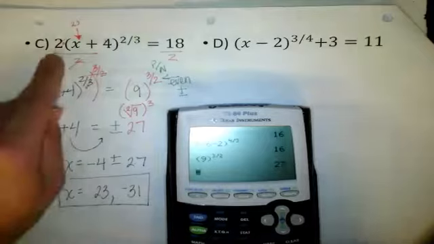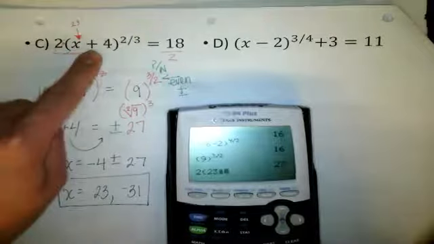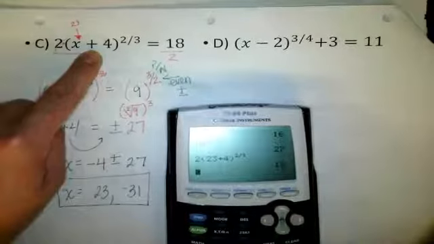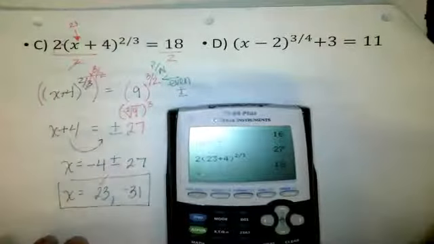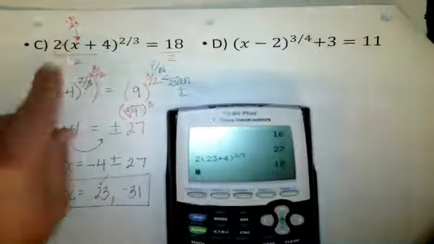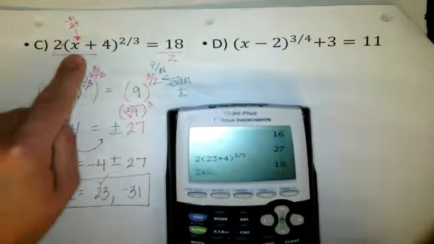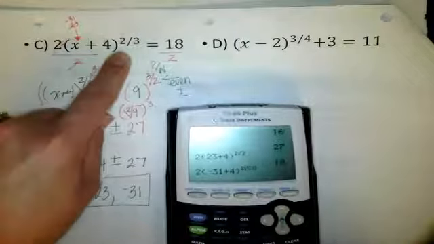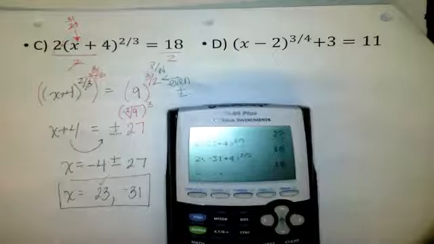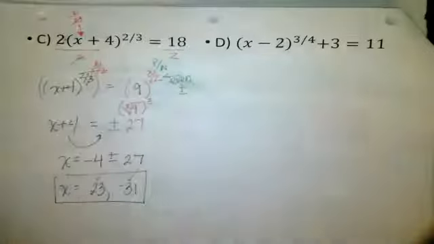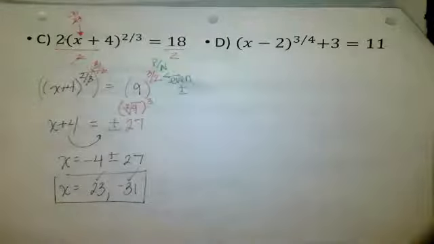So I have a 2, parentheses, 23 plus 4 to the 2/3 power. And it equaled 18, so we did that one right. And now I'm going to drop in the negative 31. So 2 parentheses, negative 31 plus 4 to the 2/3. And again, it should equal 18, which it does. So both of those work. Please check your answers.